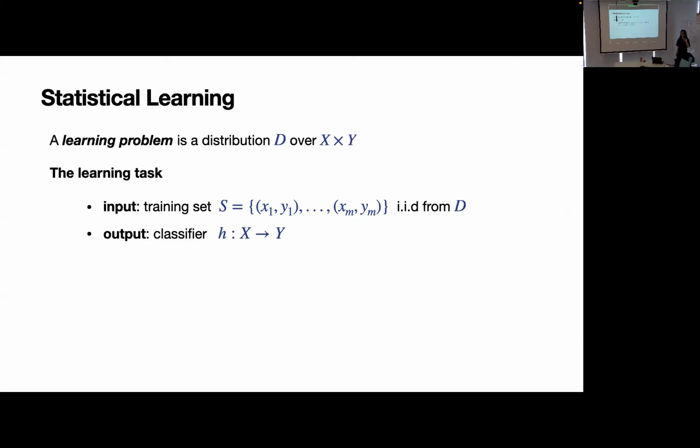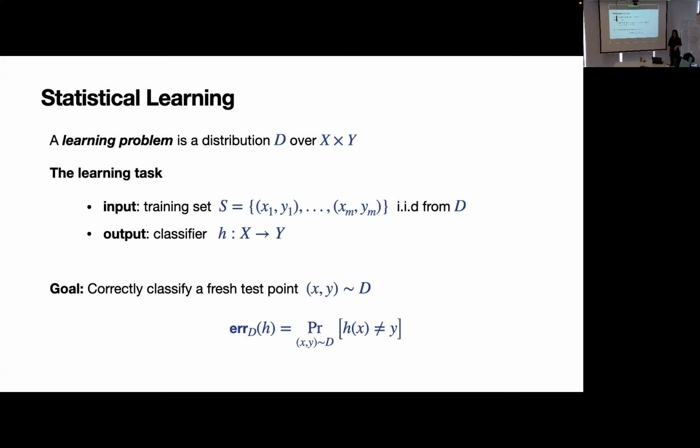So more formally, I'm thinking of a learning problem as a distribution D over the domain X and the label space Y, where Y here is just a set of 0 and 1. Later on, we'll have more labels. The learning problem is, given a training set of m labeled examples, drawn IID from the distribution, we want to return a classifier, which is just a function mapping X to Y. The goal is, as I said, to correctly classify a fresh point also sampled from the same distribution, and we measure the error of the classifier h simply by the probability of it being wrong over this distribution.